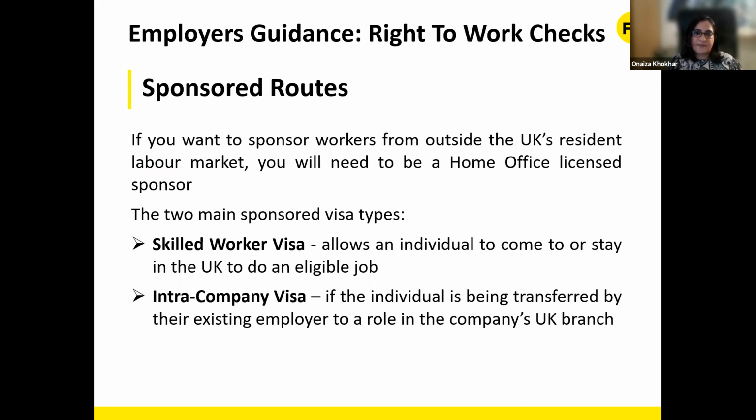For both of these visa types, the applicant must have a job offer from a Home Office licensed sponsor. They must have a certificate of sponsorship from their employer. So a certificate of sponsorship, COS for short, holds information about the role they've been offered in the UK. They must do a job that's on the list of eligible occupations, and they must be paid a minimum salary. How much depends on the visa type and also the type of work they do. So if you have any questions on that minimum salary for a specific role, do reach out to me and I can help you along with that.